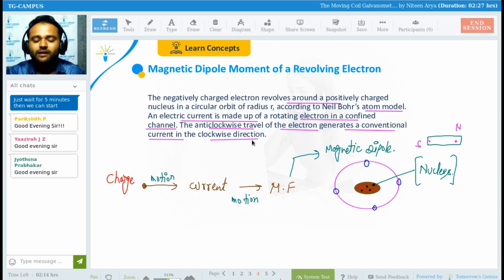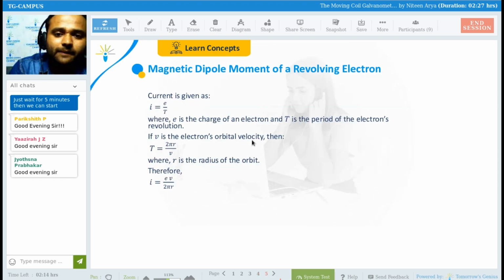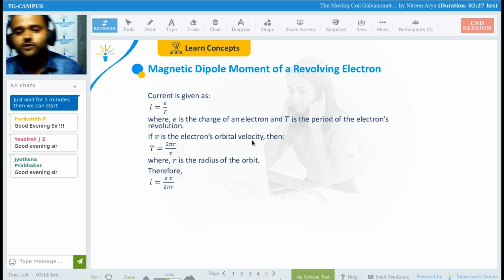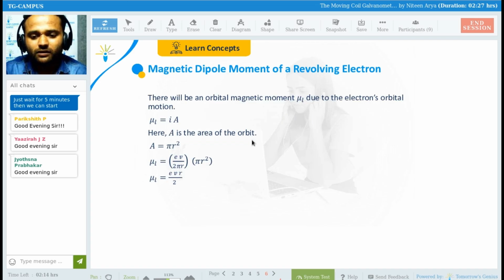How so? What is the formula? How are we going to define it? We are going to discuss in the next slide. So, magnetic dipole moment of a revolving electron. First of all, we talk about current, then we talk about time, then we talk about current of an electron, and then obviously this magnetic dipole moment mu equals Ia.